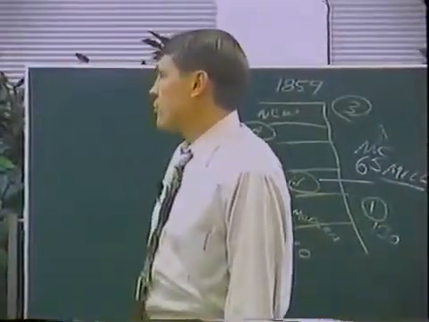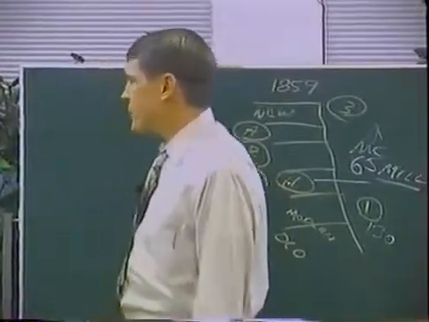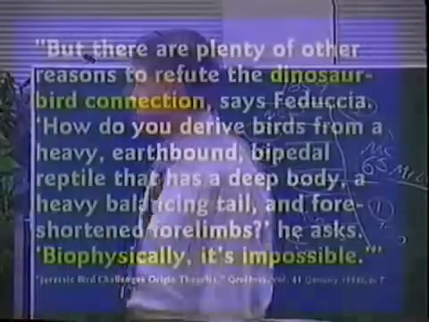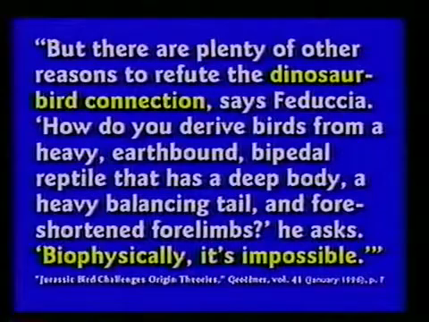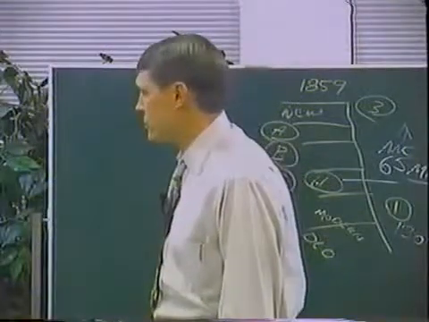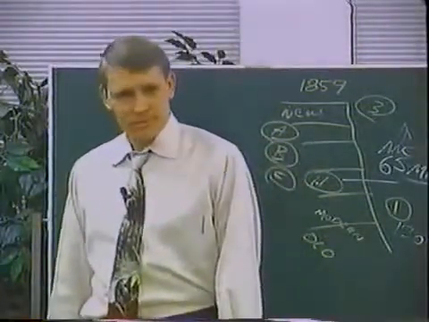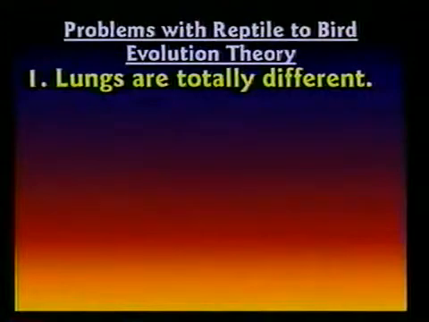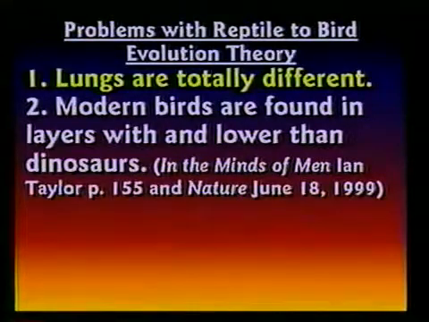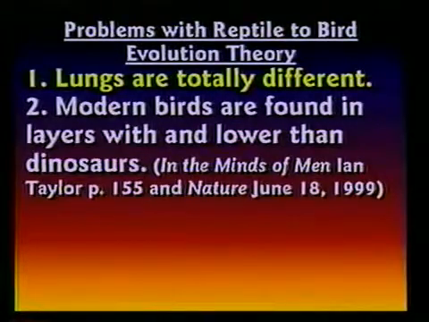Jurassic Bird Challenges Origin Theories, from GeoTimes, 1996. This guy says, there are plenty of other reasons to refute the dinosaur-bird connection, says Fiducia. How do you derive birds from a heavy, earthbound, bipedal reptile that has a deep body, a heavy balancing tail, and shortened forelimbs? Biophysically, it's impossible. Here are the problems that I see. The lungs are totally different. Modern birds are found in layers lower than dinosaurs. According to them, dinosaurs died out 65 million years ago, yet they're saying we've got birds 130 million years old, 140 million. How can dinosaurs turn to birds when birds are there before dinosaurs were even gone?